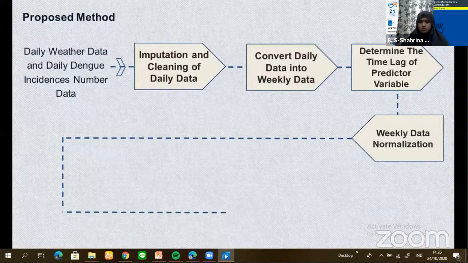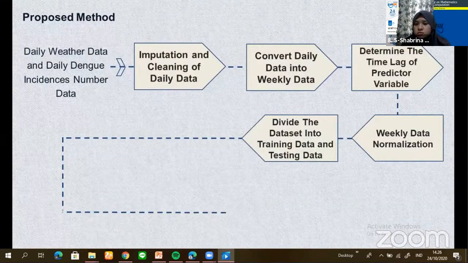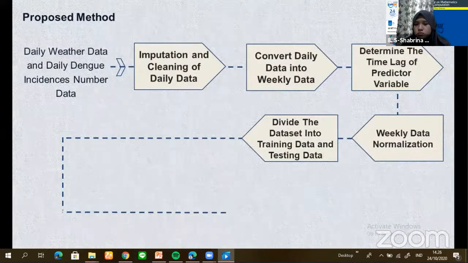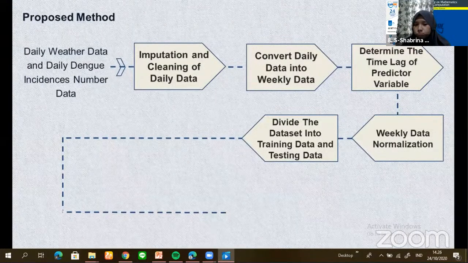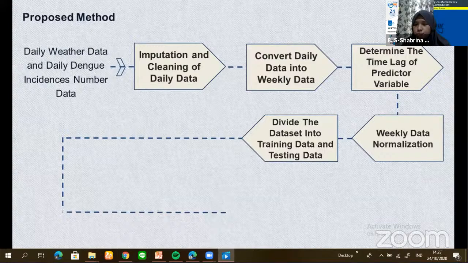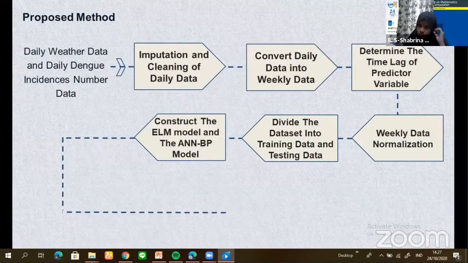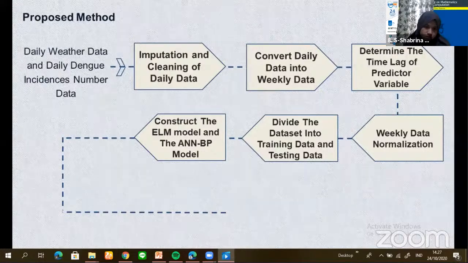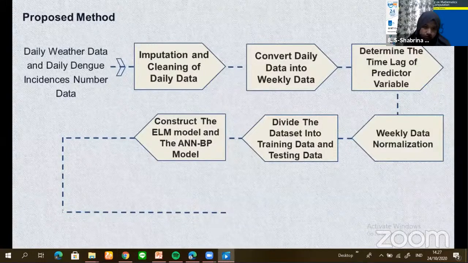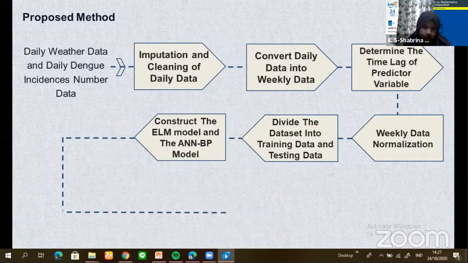Next, the weekly data will be normalized by using the min-max formula. After that, the dataset will be divided into training data and testing data with the composition of 90% training data and 10% testing data based on historical time series. Next, the ELM and ANNBP models will be constructed with the predictor variables as input variables and the dengue incidence number as the target variable.